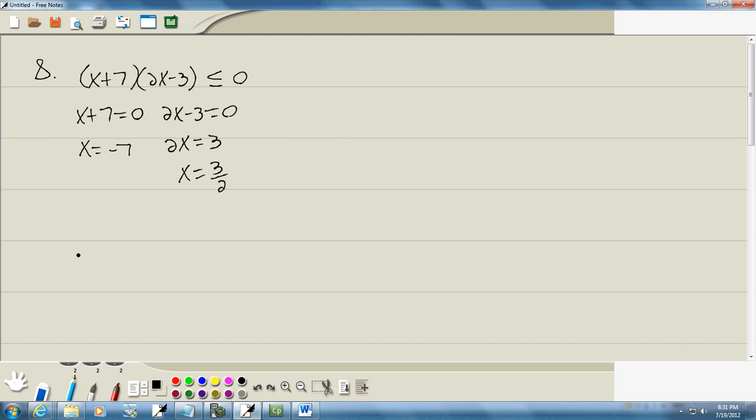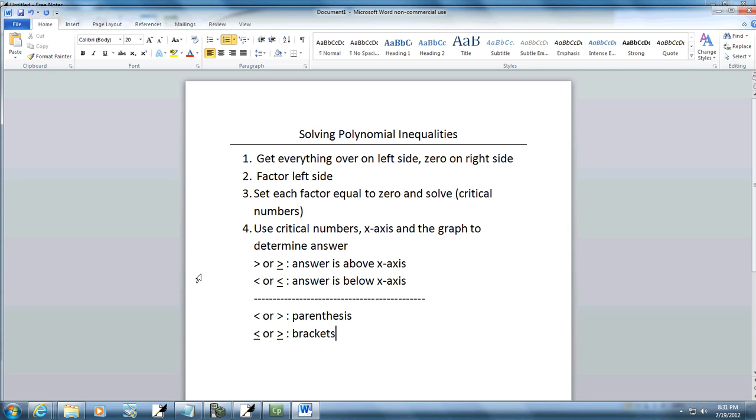It's supposed to be a straight line. Let me try that again. Okay. A little bit better, but not much. Okay, here's our negative 7, and here's our 3 halves. This is the x-axis, and your smallest number goes first, and the larger number goes here.